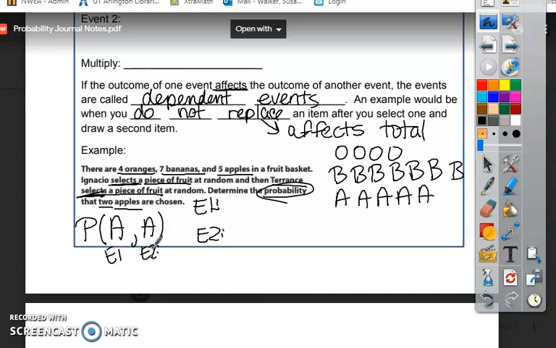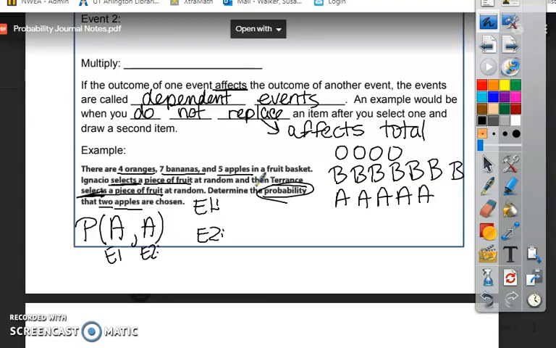So remember, when we're doing this, we need a total. So we're starting with Ignacio. Ignacio selects a piece of fruit at random. So what is the probability that he will choose an apple? Again, we're going to pretend that these are maybe individual bags. We can't feel them because we can tell the difference between an orange, a banana, and an apple. So we'll just pretend that these are selected ahead of time, like maybe in a paper sack where we can't see what's in them.